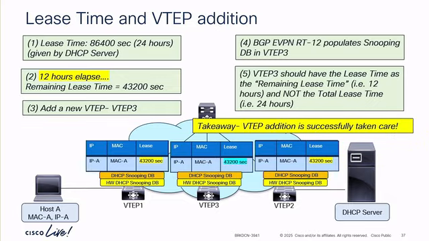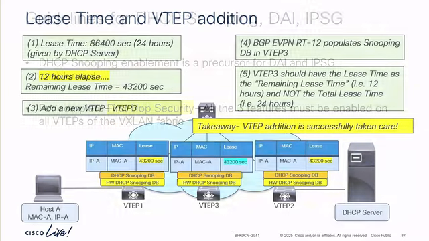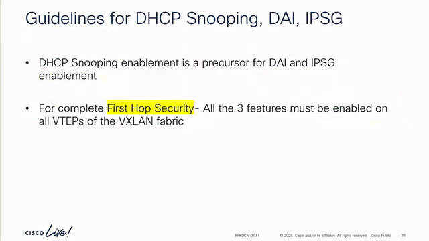And what is the takeaway? VTEP addition, with this done, is successfully taken care of. So these are all finer details that you face in a VXLAN context that you wouldn't have in a traditional network. The last point out here, guidelines. We saw this earlier. Remember to have DHCP snooping enabled as a precursor for DAI and IPSG.